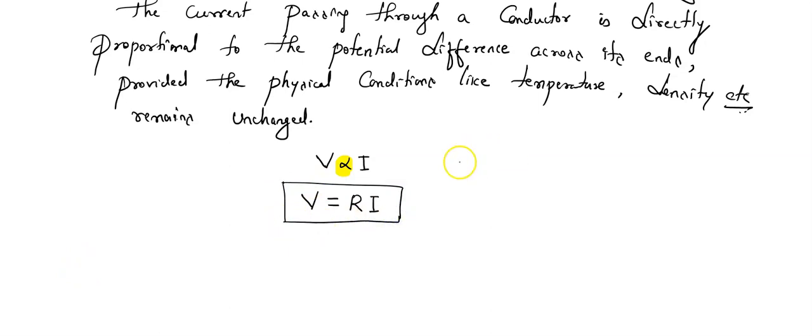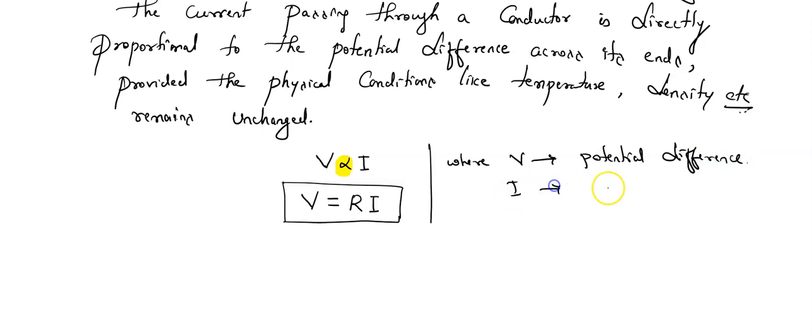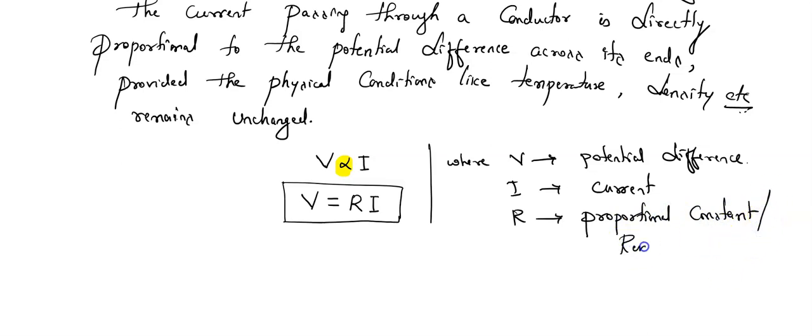Is this clear? So here, V is potential difference, I is electric current, and R is the proportionality constant. This is also called resistance.